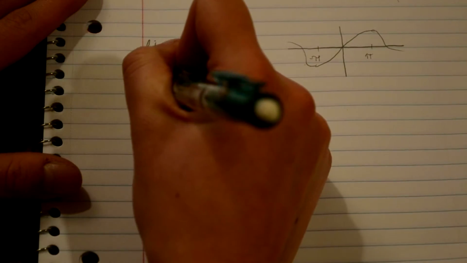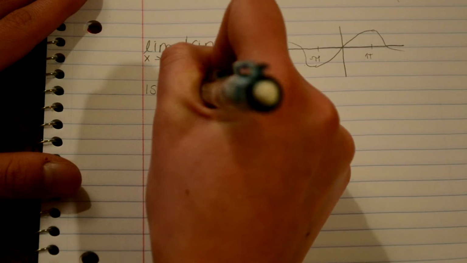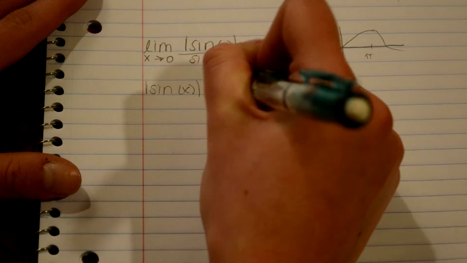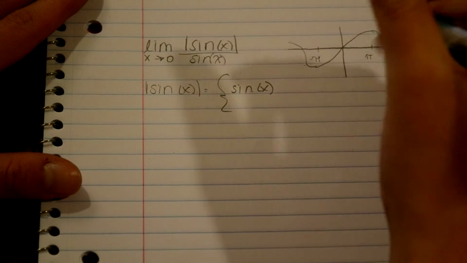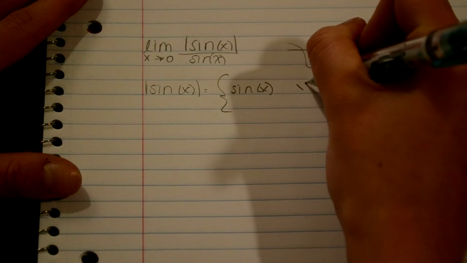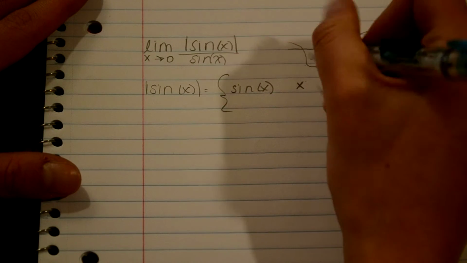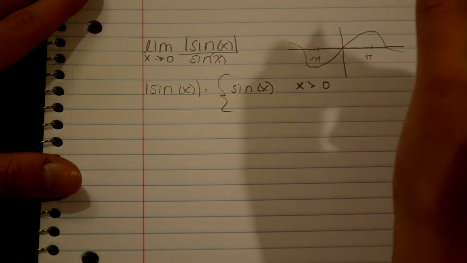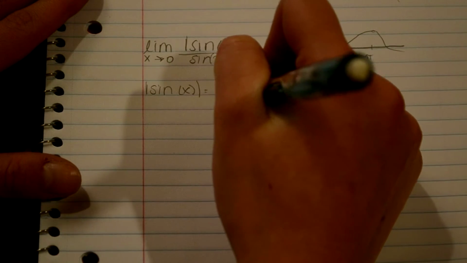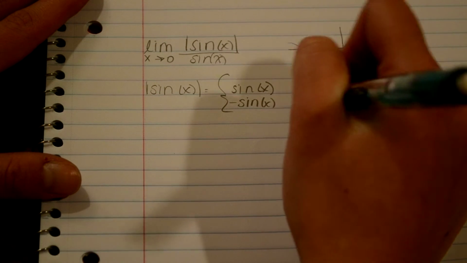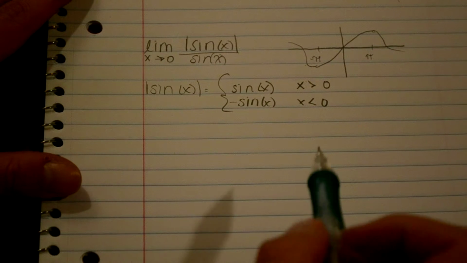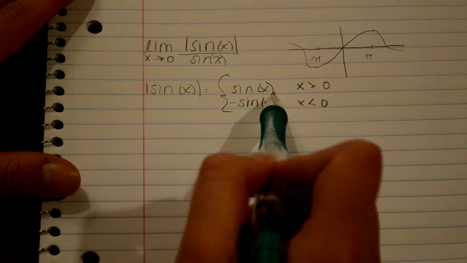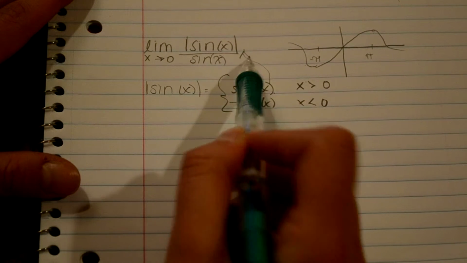So we can write the absolute value of sine x as a piecewise function. So we have sine x for whenever x is greater than 0, and negative sine x when x is less than 0. So we'll evaluate these two functions and plug them into the limit.